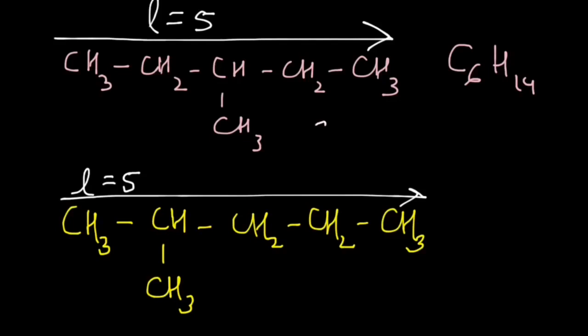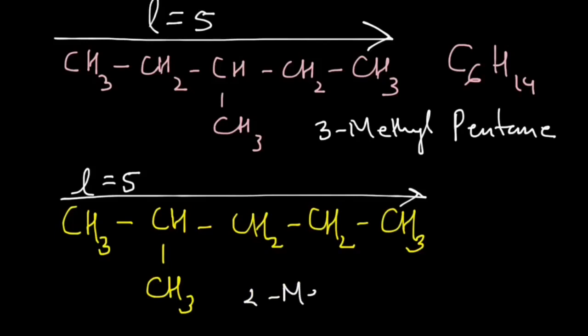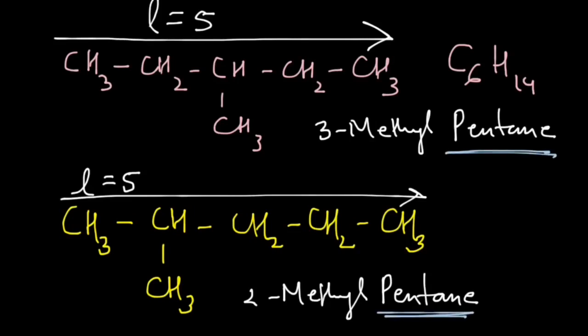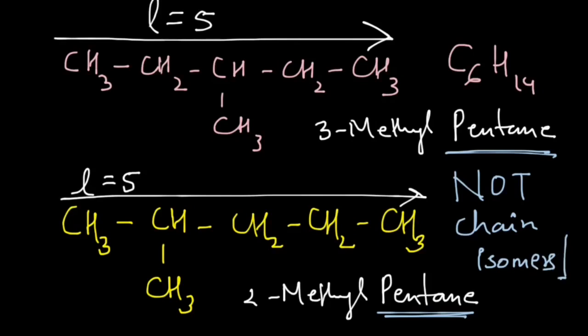The first compound is 3-methylpentane and the second compound is 2-methylpentane. So as you can see, the last part of both the names is pentane, which is not different. Therefore, these two compounds are not chain isomers. You can just look at the name and predict whether they are chain isomers or not.